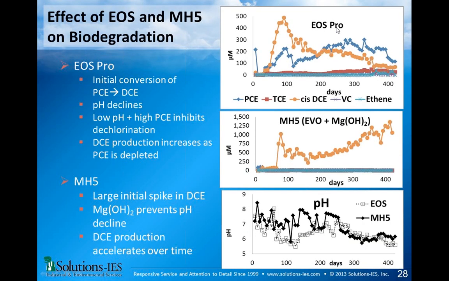So here are some initial results. This is during the initial flush of EVO through the column. And what you can see here, we're starting out with much lower PCE concentrations. Aqueous solubility of PCE is about 1,200 micromolar. We start flushing the EVO, we get this big spike. We're up to like 15,000 micromolar, so a factor of 8 above the aqueous solubility.